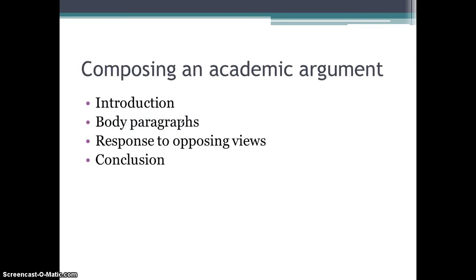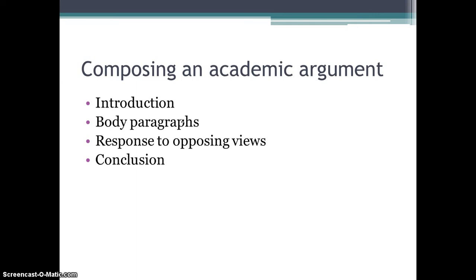Let's talk about what it would look like to compose such an academic argument. Of course, when we compose an academic argument, it's just like composing any other sort of paper. We have to have an introduction, a number of body paragraphs, a response to opposing views, which is a little bit different in academic argument than other arguments, and a conclusion.